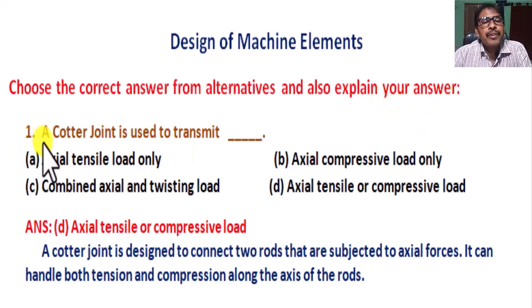Question number 1. A cotter joint is used to transmit option A, axial tensile load only, option B, axial compressive load only, option C, combined axial and twisting load, option D, axial tensile or compressive load. Correct answer: option D, axial tensile or compressive load. A cotter joint is designed to connect two rods that are subjected to axial forces. It can handle both tension and compression along the axis of the rods.